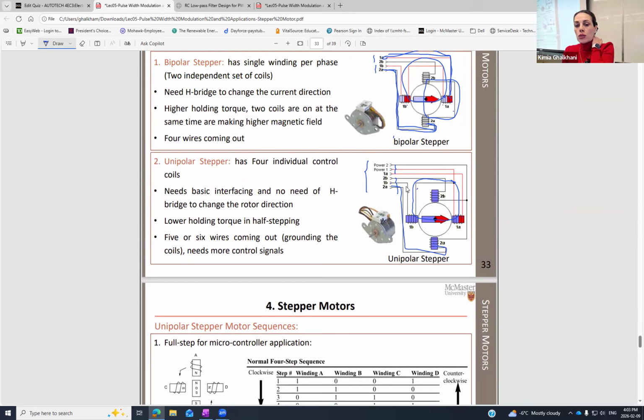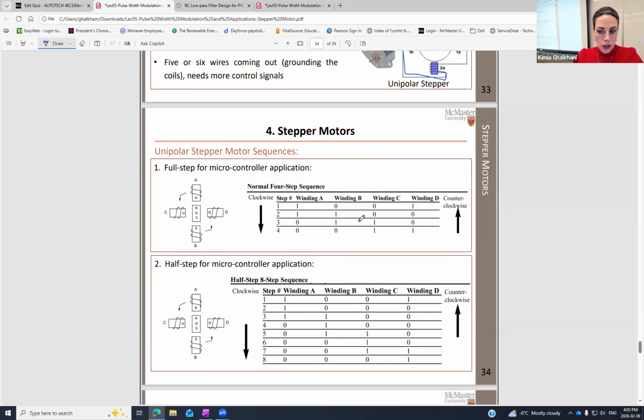This one is also ground, and then this one is common. This one has its own ground, and this one is common. Right? Their ground is supposed to get out individually.